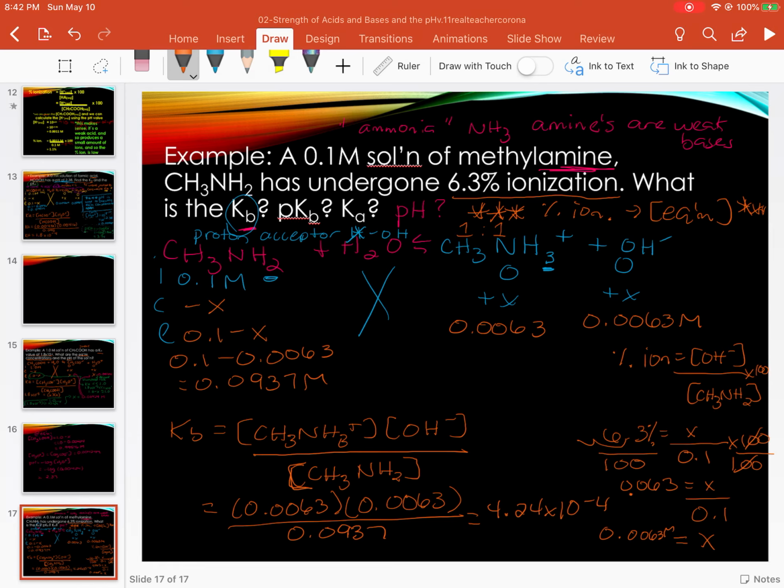4.24 times 10 to the negative 4. So that is a small number. That makes sense based on that. If it's a small number, then that is going to be a weak base. Okay, so we were asked to calculate Kb. It's only 6.3% ionization. There's lots of ways to tell.